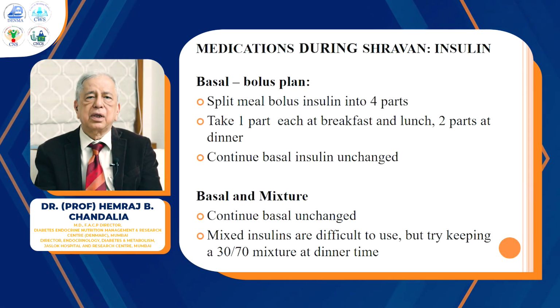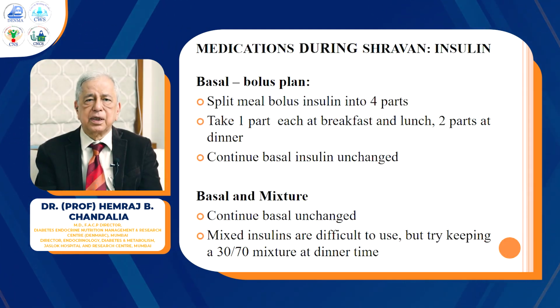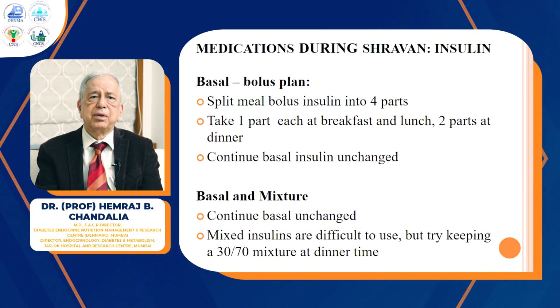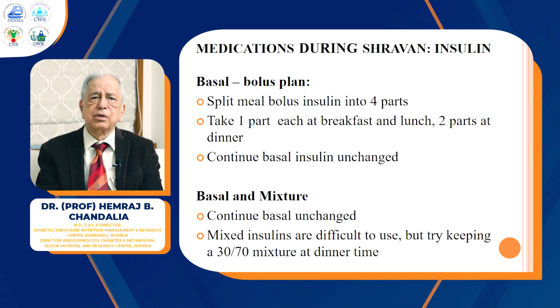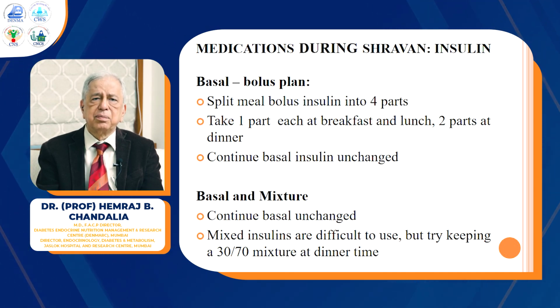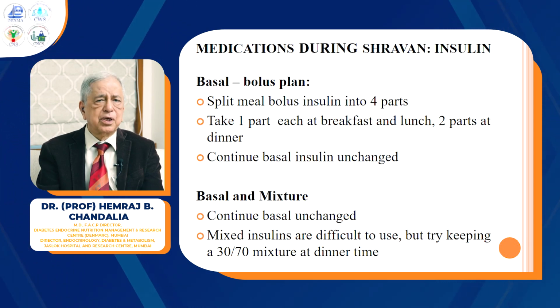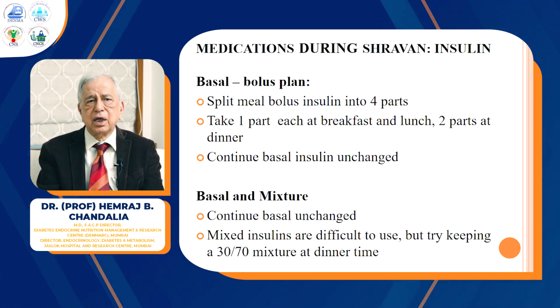So, a sulfonylurea like gliclazide is appropriate in this situation. However, it should not be a modified long-acting drug. And what you do is, of the total dose, you divide it into 4 parts. So, 1 part is at breakfast, 1 part at lunch, and probably 2 parts at dinner, where there is a heavier meal. DPP-4 inhibitors can continue unchanged. SGLT2 inhibitors also continue unchanged because there is not much salt and water restriction.